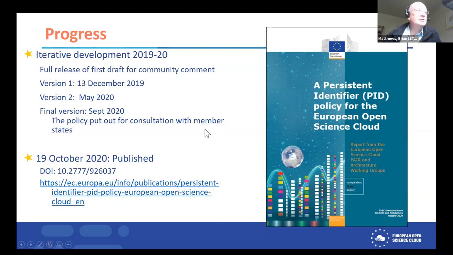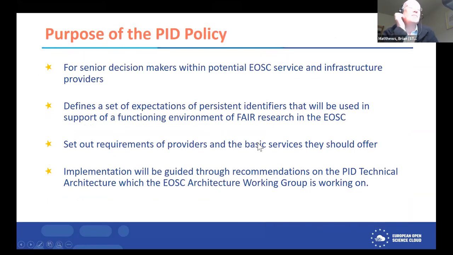So what were we trying to do in this? What was the purpose of the policy? Well, this is mostly for senior decision makers within potential EOSC service and infrastructure providers. And what we were trying to do was define the set of expectations and rules which will support the provision and use of persistent identifiers within a functioning environment of the EOSC which supports FAIR research.